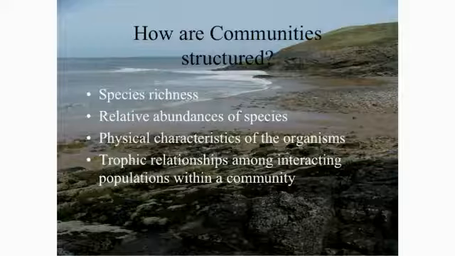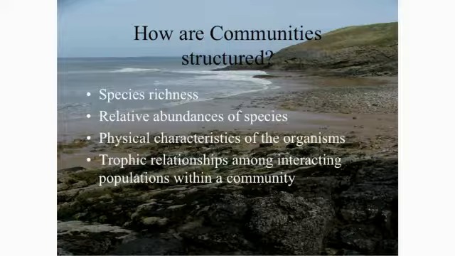So how are communities actually structured? First of all, we look at species richness. So within a community, there can be different types of species. And then there are relative abundance of those species. Some will be more common than others. Then we have the physical characteristics of the organisms.